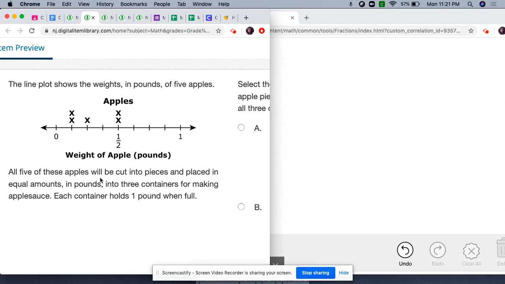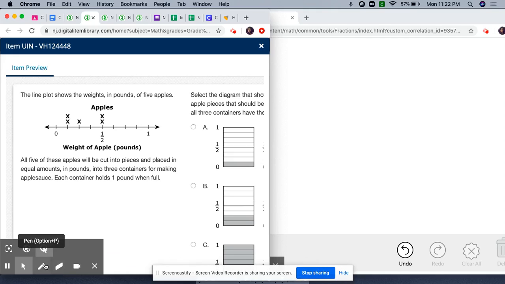So it says all 5 of these apples will be cut into pieces and placed in equal amounts into 3 containers for making applesauce. So these are 5 whole apples. Think of a whole apple that you're holding in your hand. What we're going to do is cut up all the apples so that they go into 3 different containers. Let me draw for you what's going on here.